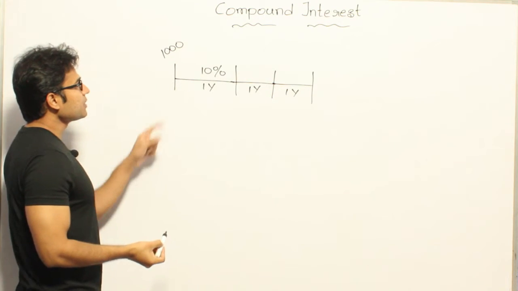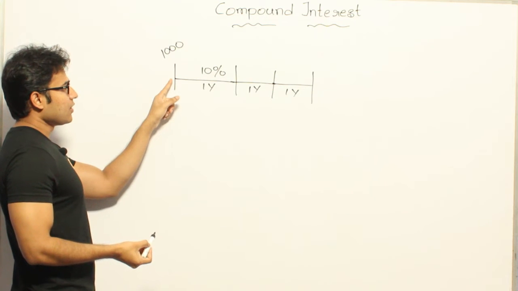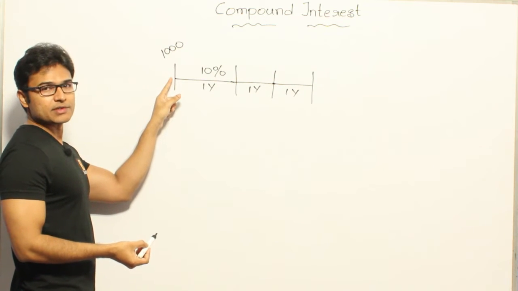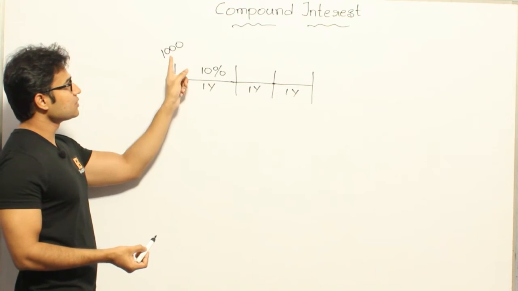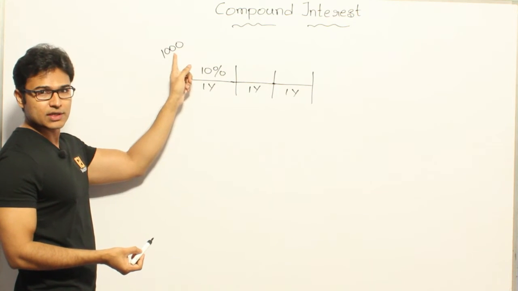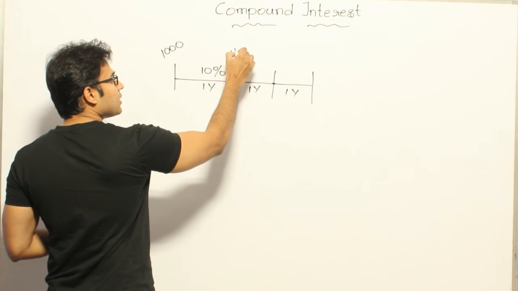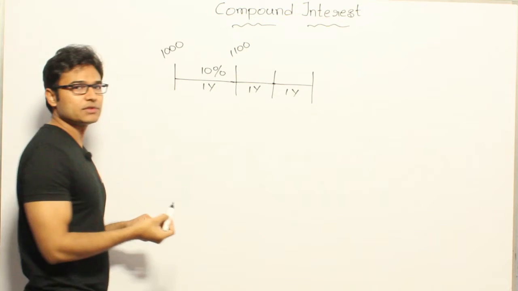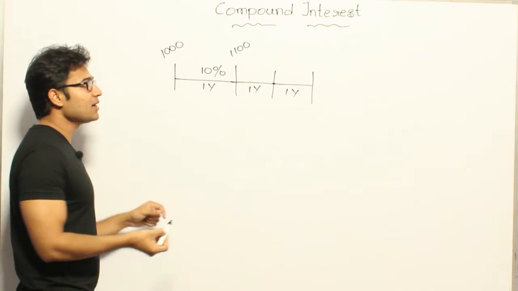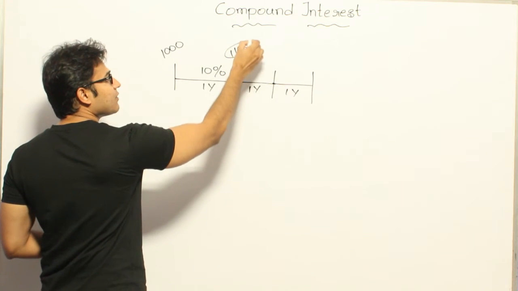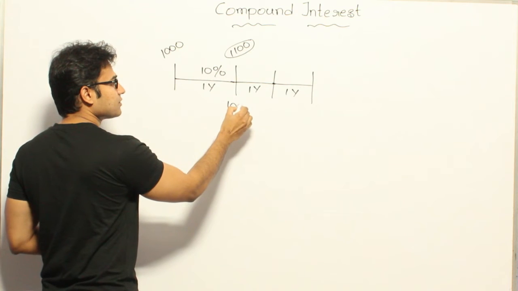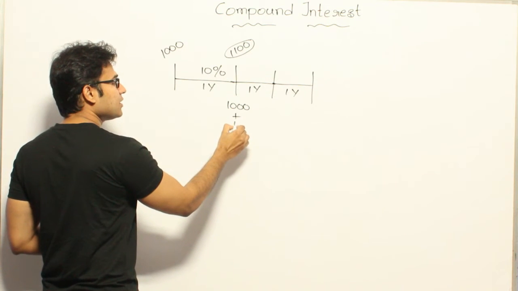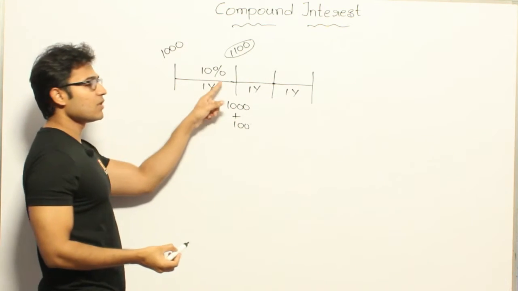Now in case of simple interest, every year it is supposed to grow by 10%. Therefore from here to here it is going to grow by 10%, which means it is going to become 110% of the original. So it is going to be 1100. Right, it is going to grow by 10%. Now what does this 1100 contain? This 1100 actually contains two parts. One part is your principal and the other part is the interest that you have earned over 1 year.